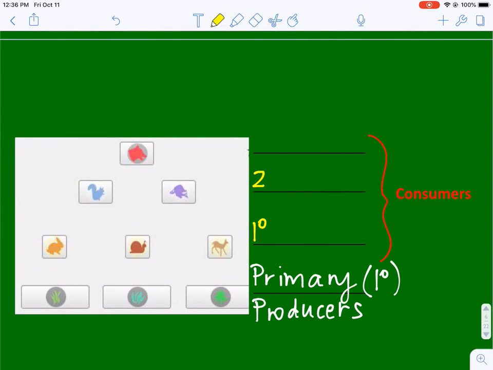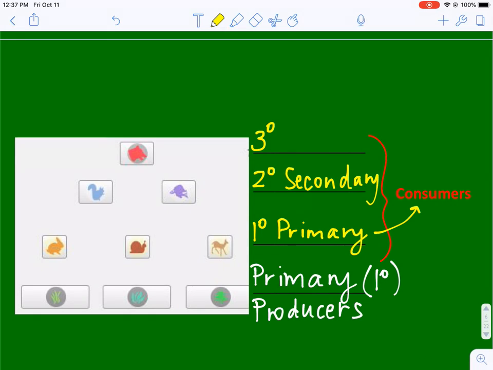So we have the same level, primary, or same symbol, not different levels, same symbol, primary, secondary, tertiary. These, however, are consumers. So it's a primary consumer. It's a secondary consumer if they consume primary consumers, and many times plants. It's a tertiary or third level consumer if they consume secondary consumers, and sometimes primary consumers, and even sometimes plants.